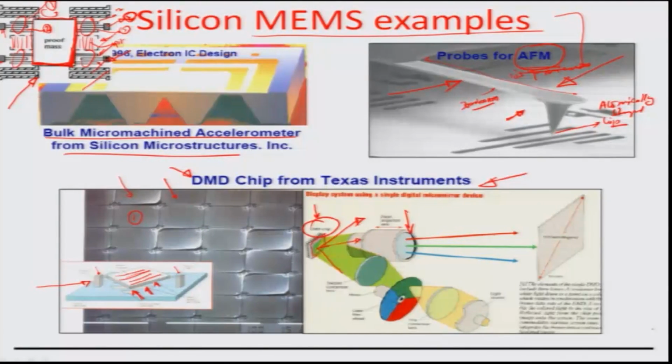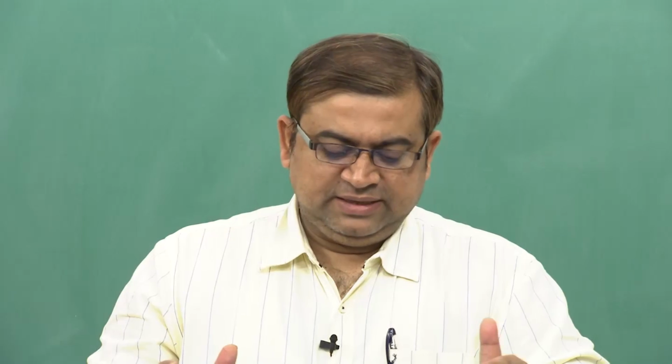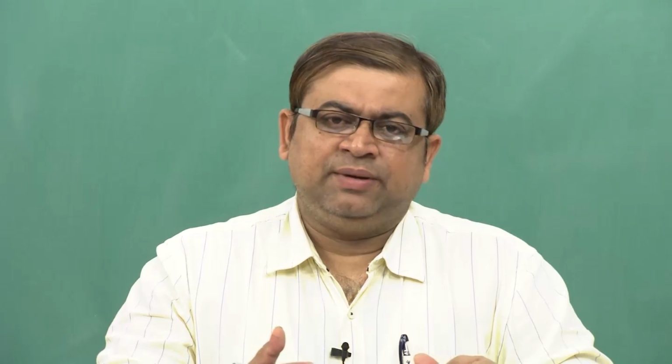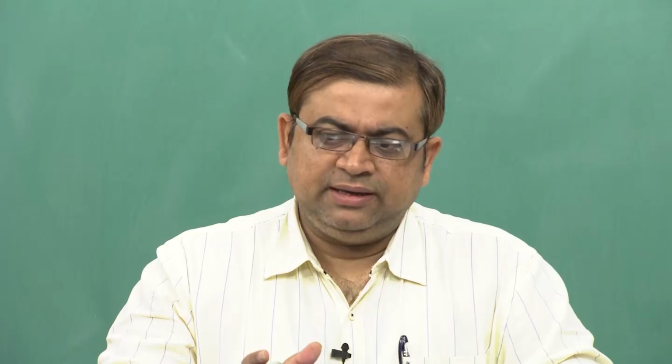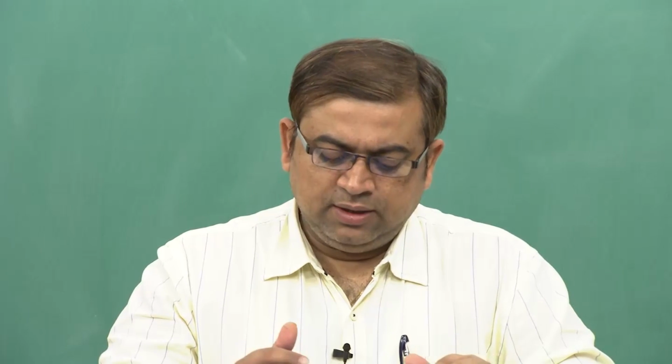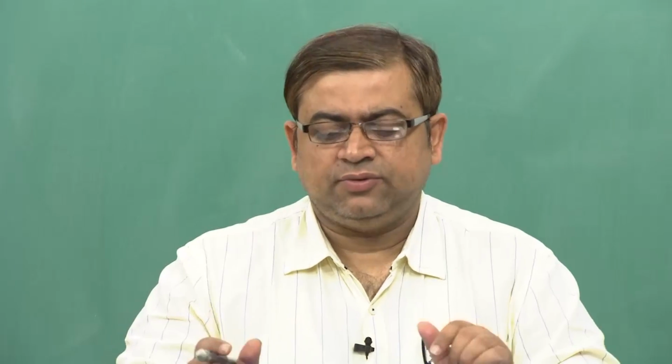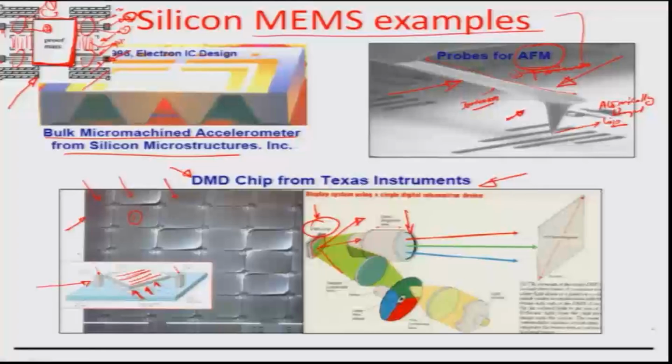So, there is a resolution involved, which is defined by the size of these mirrors, which is actually about how much would be the pixel size. So, if we talk about, let us say, a 50 micron by 50 micron mirror, or even a little bit lesser, let us say 10 micron by 10 micron mirror, there is a possibility of focusing the light and getting that kind of a resolution of an image. So, these are some examples from the silicon MEMS.